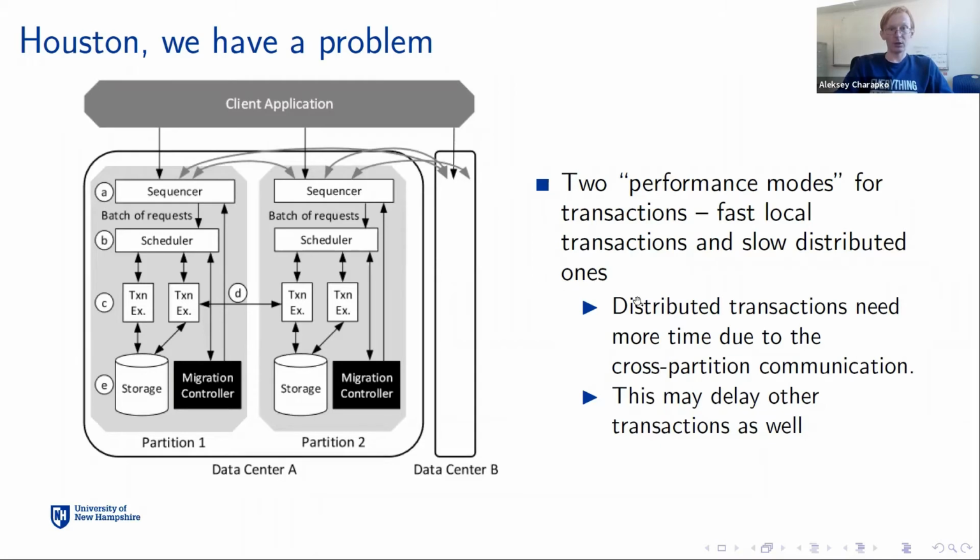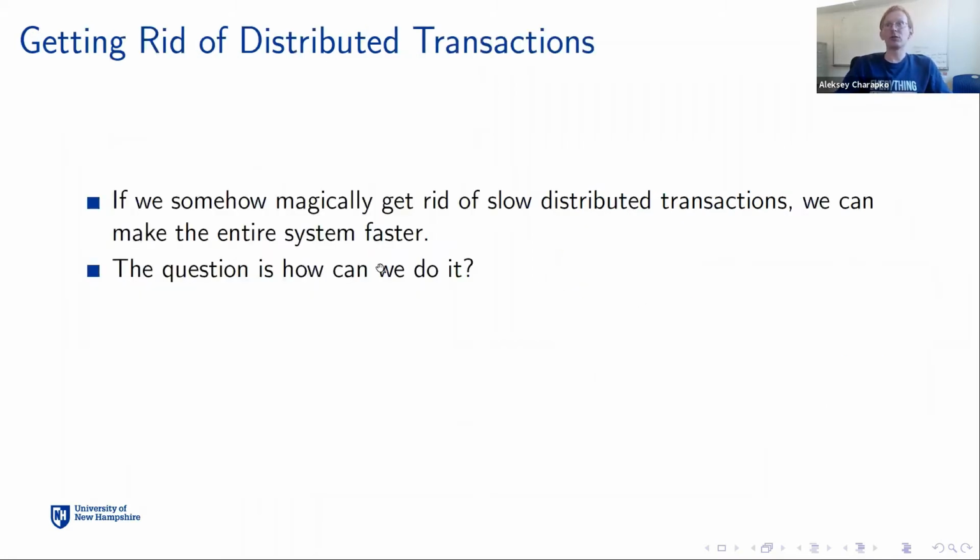It's a big problem. So ideally, we want to get rid of this slow performance mode. Ideally, we want to speed up the transactions so that we're not slowed down by distributed transactions having to go across partitions, fetch the data, and incur more cost of coordination. If we can somehow magically get rid of these distributed transactions, or at least reduce their number, then we'll make the entire system faster. So the question is, how can we get rid of these distributed transactions?